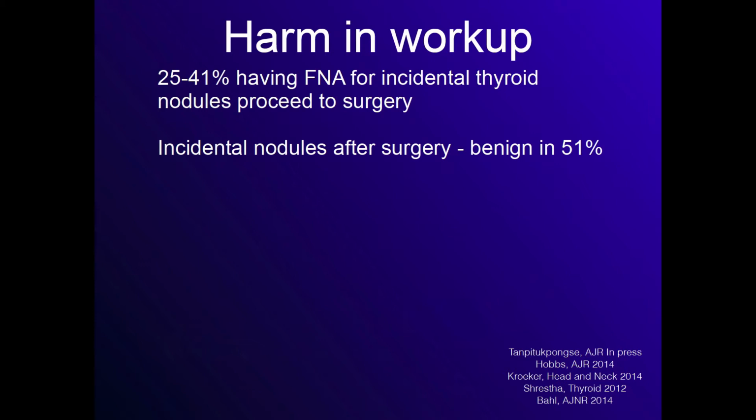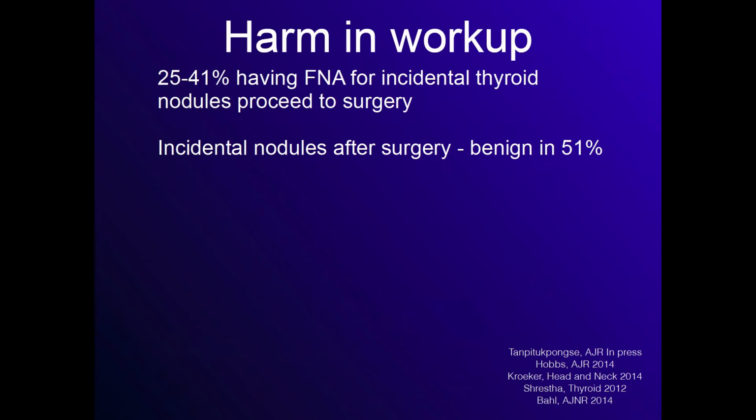So we did a study, and then a surgical journal published a study on patients having FNA for incidental thyroid nodules, and they found, and we found, that 25 to 41% of patients having an FNA just for an incidental thyroid nodule seen on imaging go on to have surgery. 25 to 41% end up having surgery because of these results that aren't definite. And when you look at the Duke patients that have thyroid surgery for incidental nodules seen on imaging, more than half of those are going to be benign.